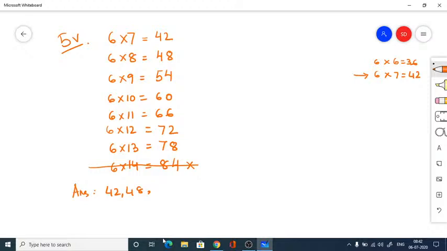you can do the rough work there, but if it is a main part then you can do it in the sum in the fair itself. 54, 60, 66, 72 and 78. These are your answers.